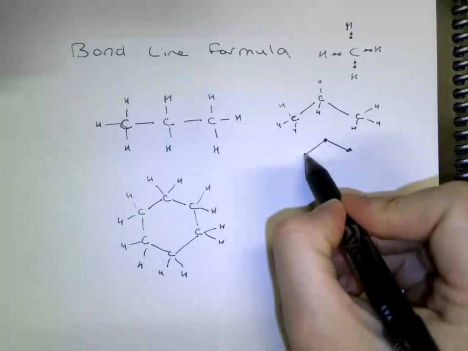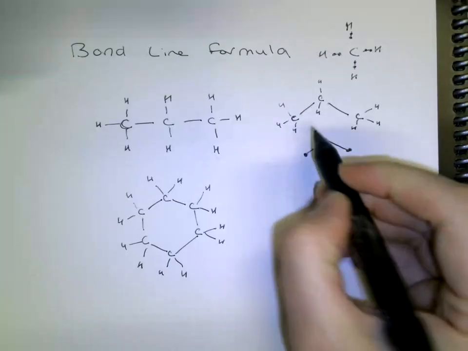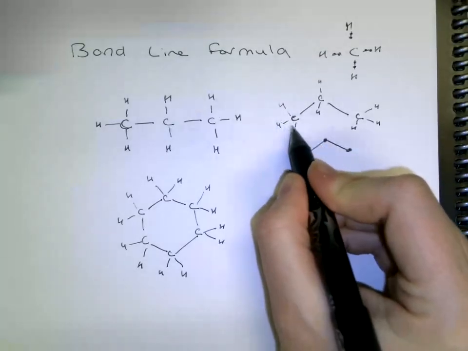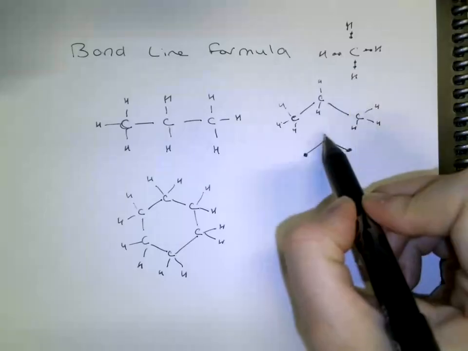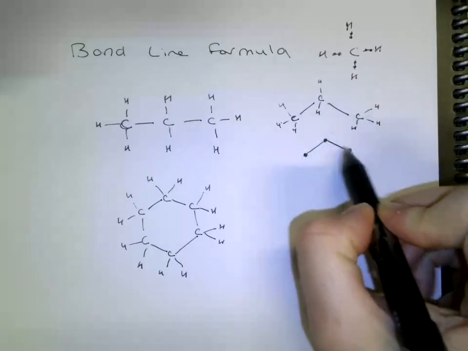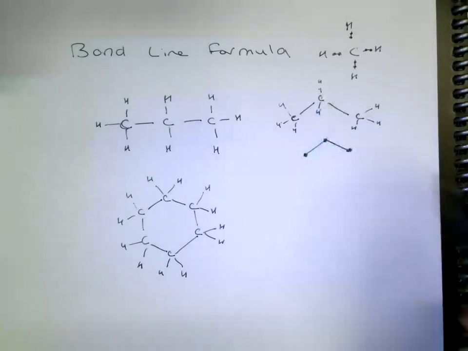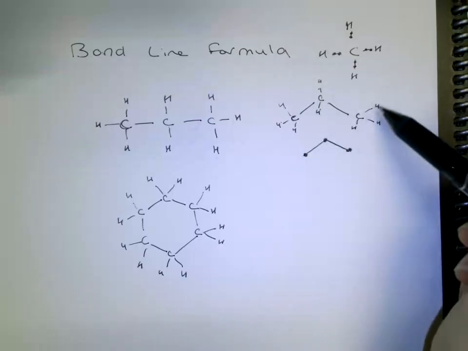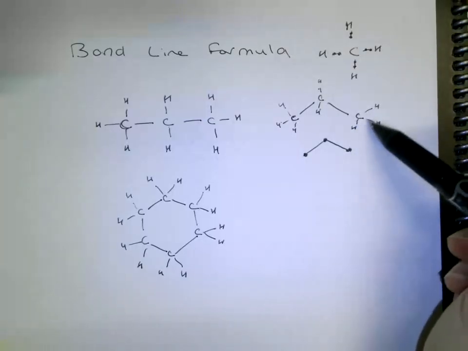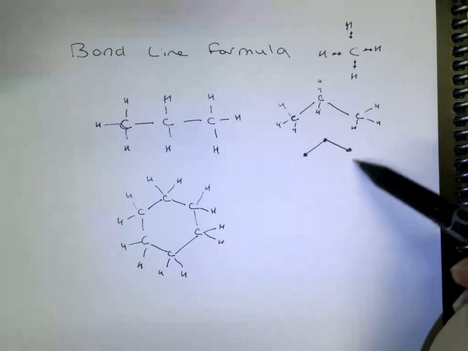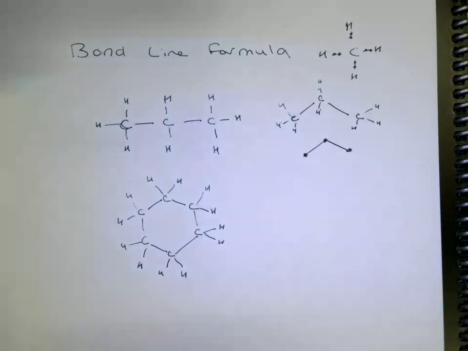So this carbon right now, you only see 1 bond to another carbon. So the 3 hydrogens right here are implied. This carbon has 2 bonds to other carbons, so the 2 hydrogens right there are implied. And this carbon has 1 bond, so the 3 hydrogens right there are implied.